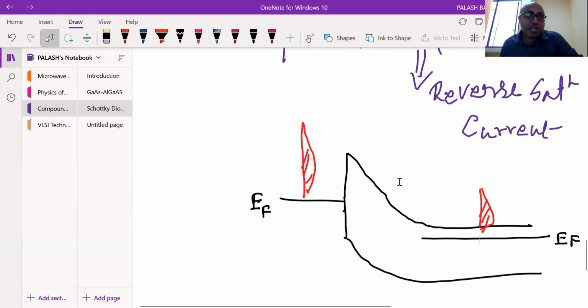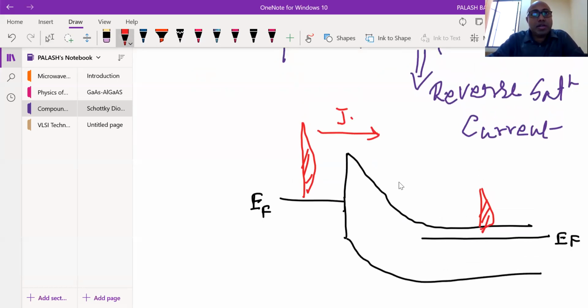This is your reverse saturation current. Now let us grow. The current is flowing and that is J0. That you understand. But on this side there is no current flowing, because this semiconductor side is so deep. There is no contribution, because to flow a current the electron has to jump the barrier height. But it is so deep, so there is no current component, correct?